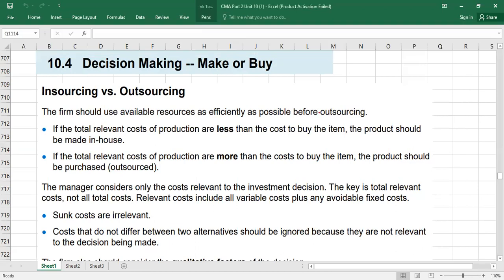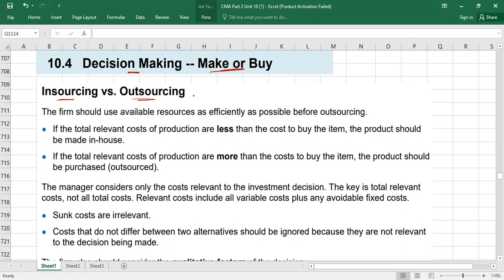Hello guys, so today we are going to discuss decision making, and our important topic is the make or buy decision. It is also called insourcing versus outsourcing. So what is meant by make decision?